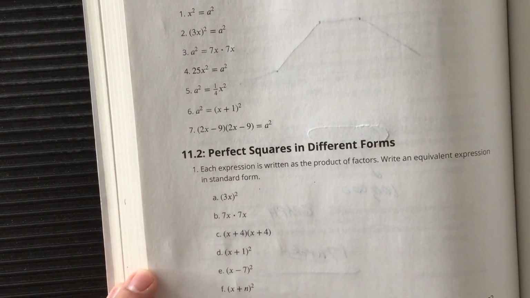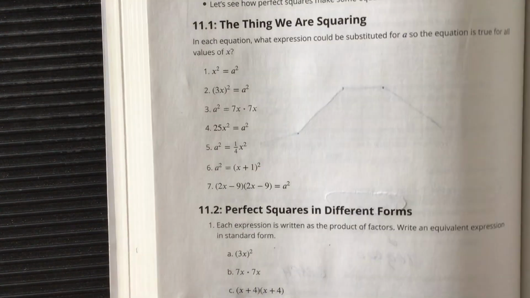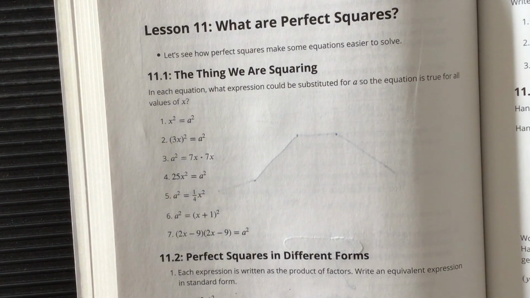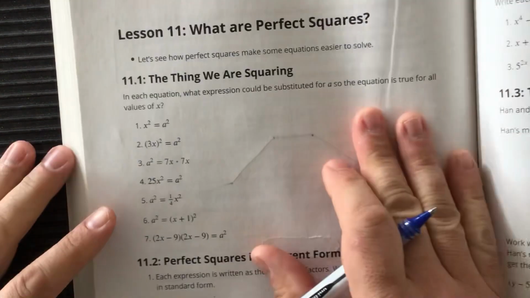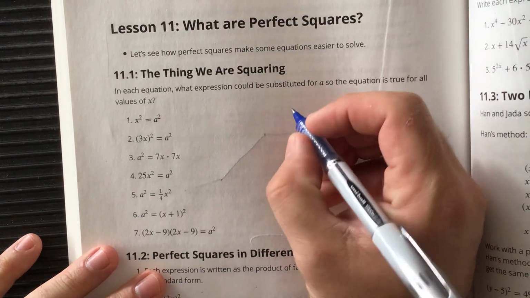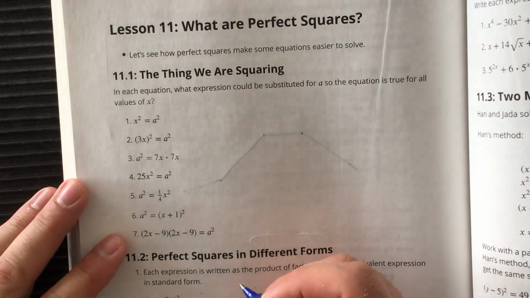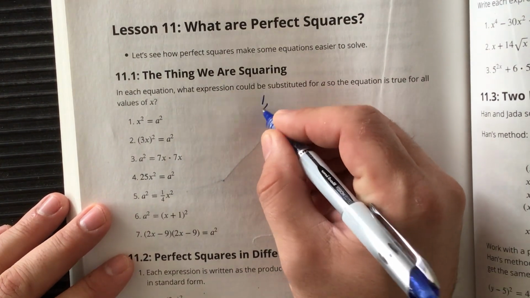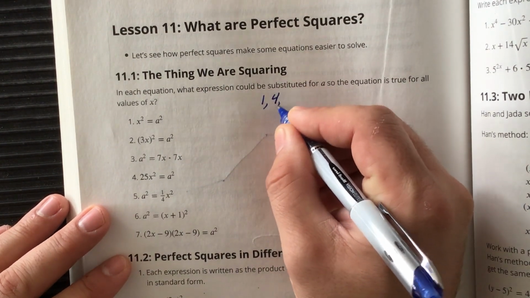All right, we're gonna get started on lesson 11. What are perfect squares? Things that are perfect squares, guys: 1 times 1, 2 times 2, 3 times 3. Just out of curiosity, how far can you get without using a calculator, as a class? 1 times 1, 1. 2 times 2, 4. 3, 9.